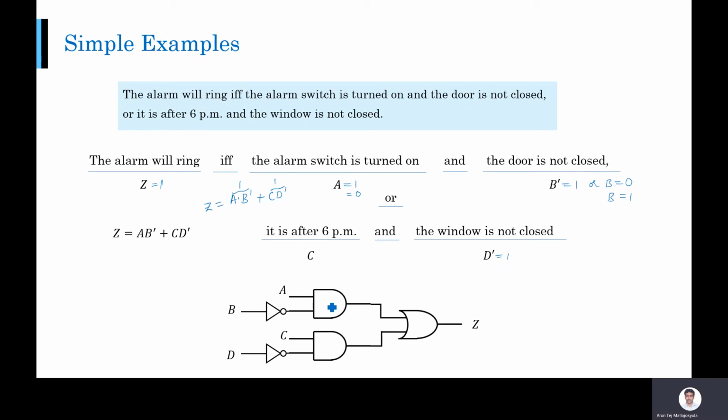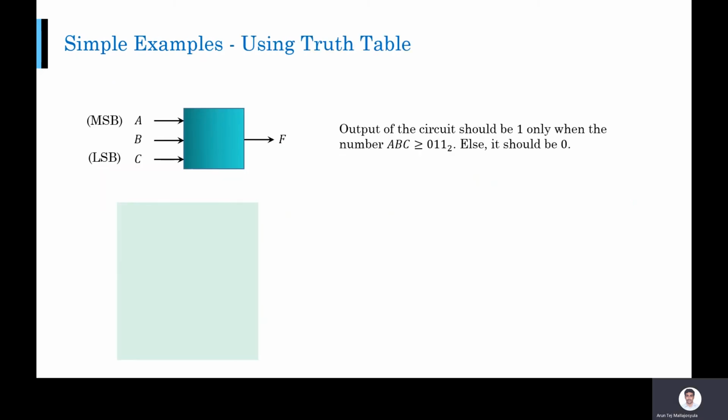A, B dash. So you get A, B dash, which is an AND gate. Then this is B dash here because we are using an inverter. This is D dash with an inverter. So C, D dash here, both are ORed, and that is your A, B dash or C, D dash. All right, so now let us take an example where we will use a truth table.